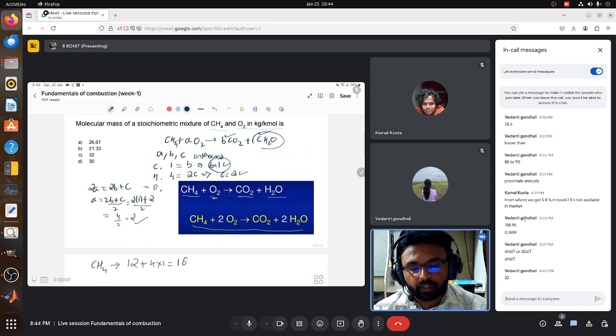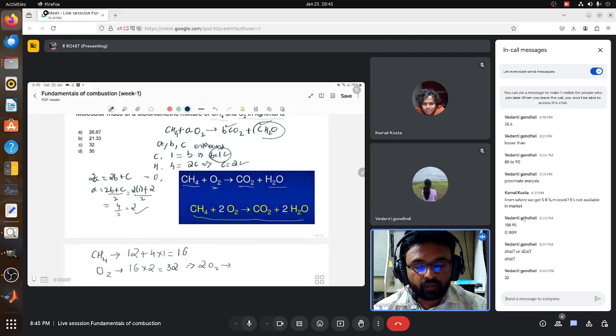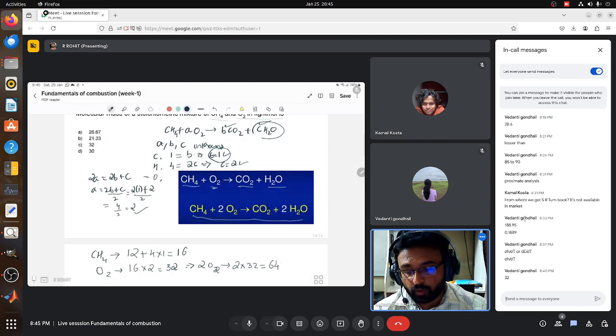And the next component that we have is oxygen, O2. O2 is nothing but 16 is its atomic weight, and you have 2 of them. So you have 32. Now O2 is 32, but you have 2 moles of O2 for the stoichiometric case. So you have 2 into 32. This is nothing but 64. So you have 64 kilograms per kilomole.